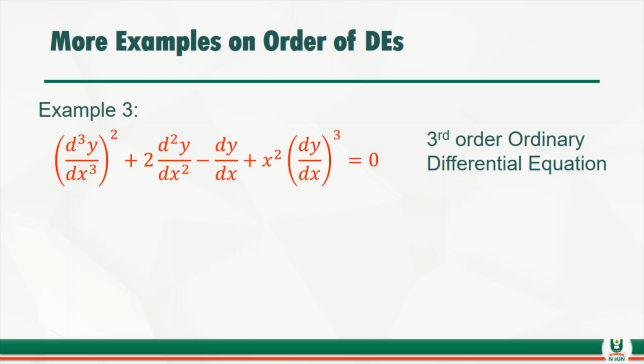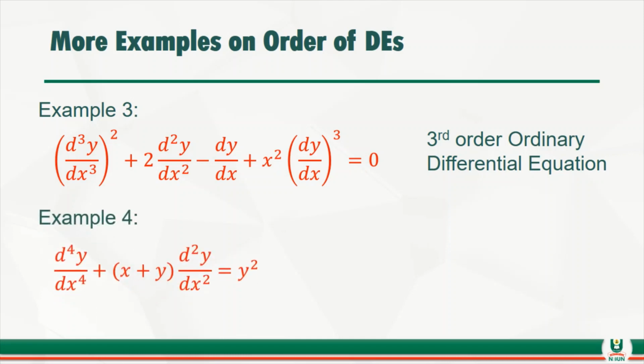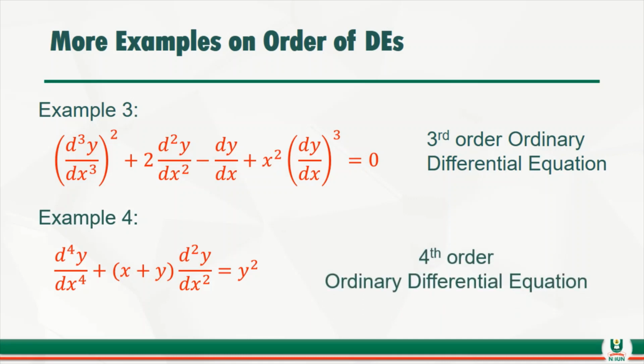Now let's look at example 4. Here we have the fourth derivative, and the unknown function we are looking for is y. If you look at it again, you notice that we have plus x plus y, then the second derivative again. If I should ask you what is the highest derivative, you see that it is 4. So definitely we are going to call this one a fourth order ordinary differential equation.